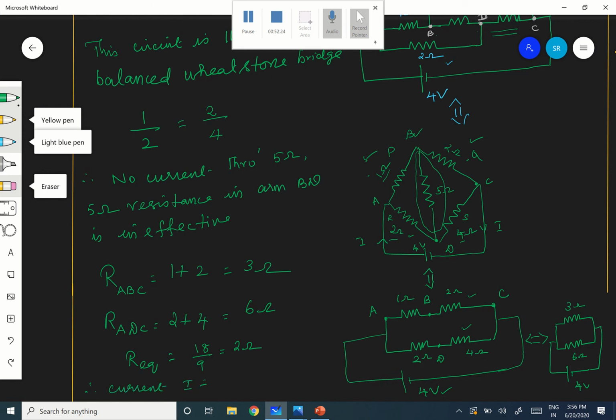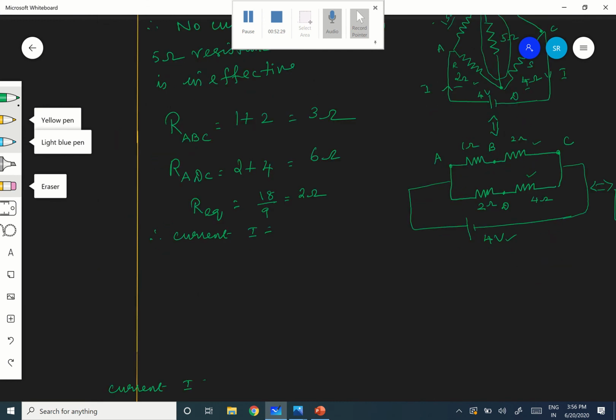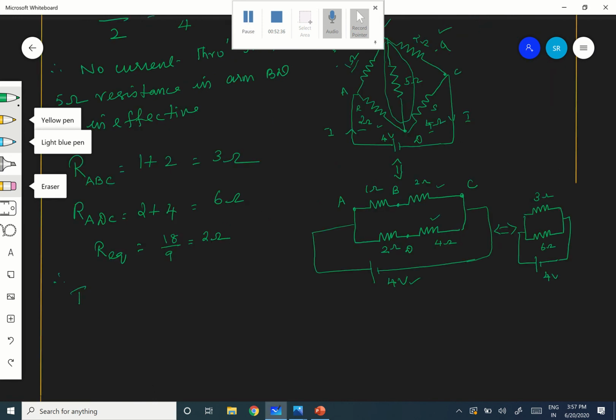I is equal to the total potential difference, which is 4. Total current I is equal to potential difference V by R. R equivalent is 2, so that is equal to 2 amps. So the total current from the circuit here is 2 amps. Clear? Right. Now next problem.